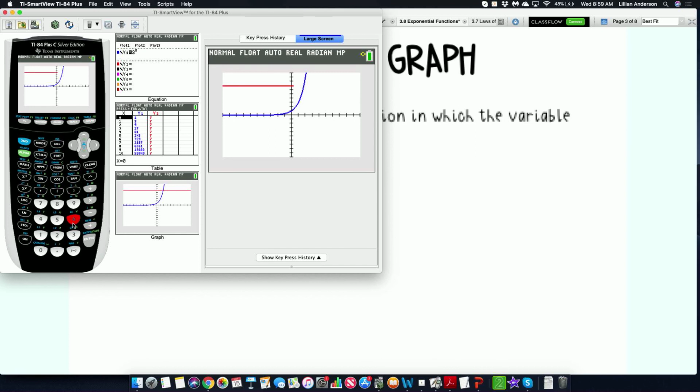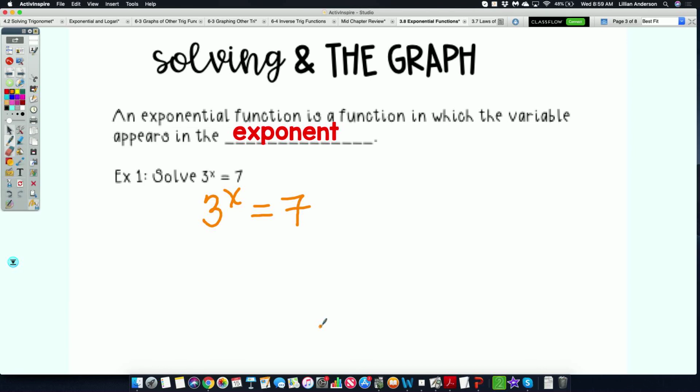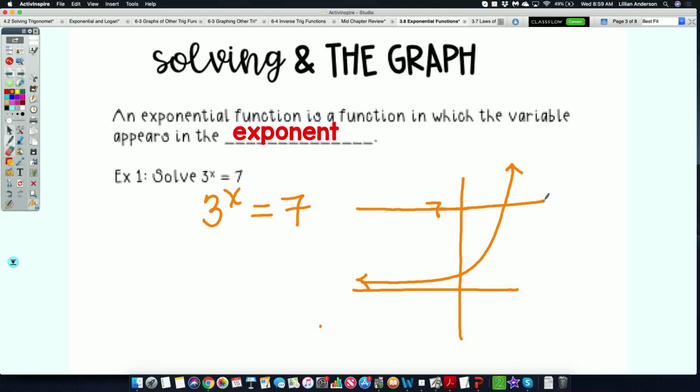There it is. Now, if you wanted to provide any other type of work to go along with this, because there's very little work when you use your calculator, you can provide a sketch of this graph. That could be considered a method. Okay? So if you wanted to, you could provide a graph of an exponential function. There's the 3 to the x, and here's the line y equals 7. It's literally what you see on your calculator screen, and we're looking for this point right here.